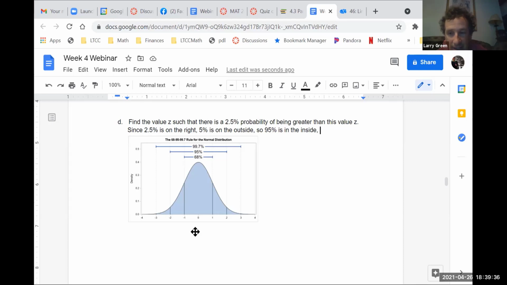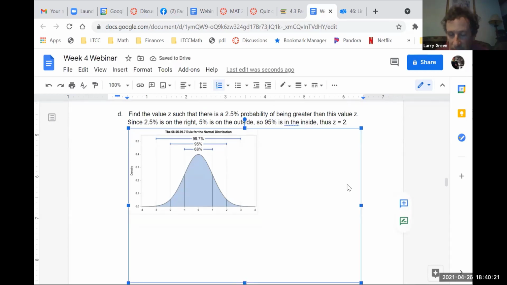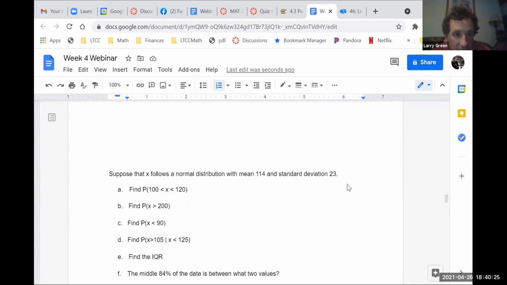There's nothing to do but look. So take a look at the picture, and what value of Z will give you the 95%? It's one of these numbers down here. It's 2, because 2 is the right-hand side of the 95% interval. So Z is 2. And that's it. Any questions on that? Okay.